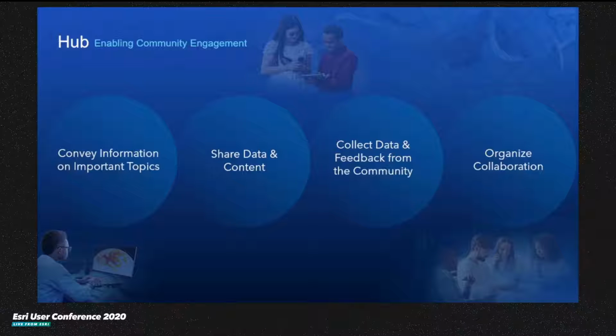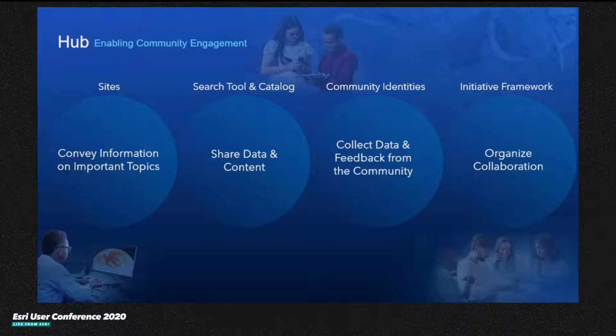So these use patterns map to features and functionality of the product. When it comes to conveying information on important topics, that generally maps to the site's capability in ArcGIS Hub. And when it comes to sharing data and content, there is a built-in search tool and catalog with every site, and that is also available in the product. The ability to provide the community with identities enables feedback from members of the community. And then ArcGIS Hub also provides something called an initiative framework that helps you to organize collaboration.